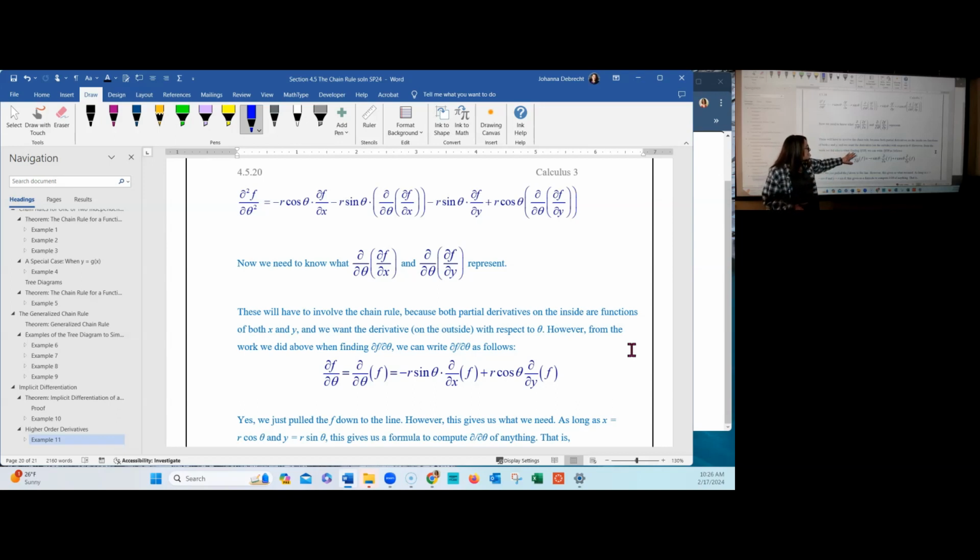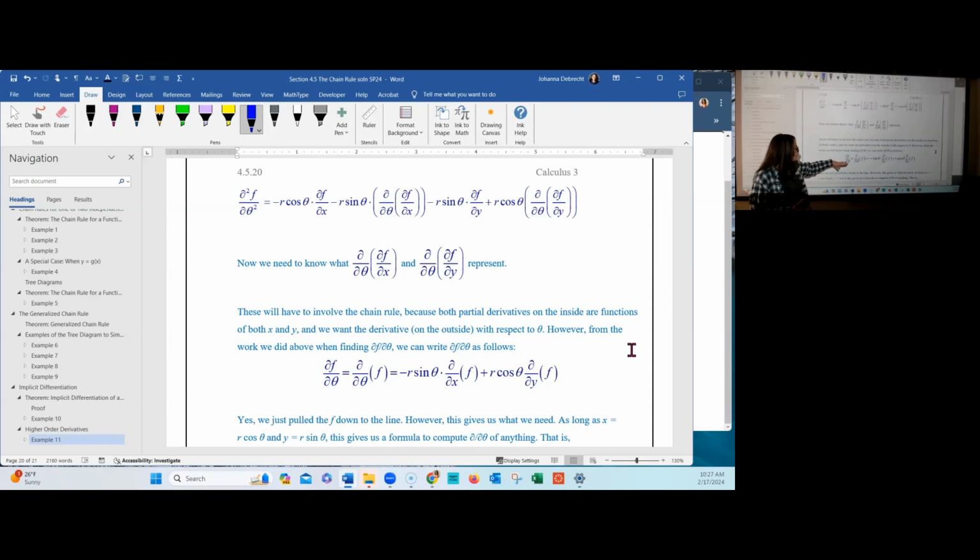From the work that we did previously, when we were looking for the first partial derivative of the function with respect to theta, we can write that the partial derivative of the function with respect to theta is negative r sine theta multiplied by the partial of f with respect to x plus r cosine theta, the partial of the function with respect to y. Now, one thing that we've done is we have pulled the f from the numerator of Leibniz's notation. It's not a numerator, it's not a fraction, it's an operation, but pretend, down onto the line.